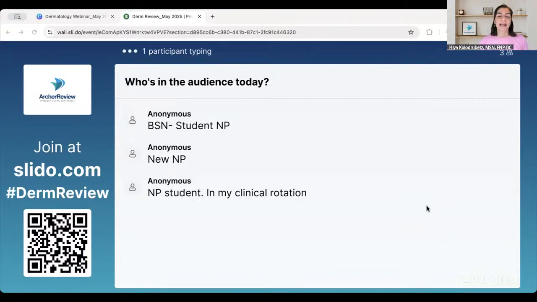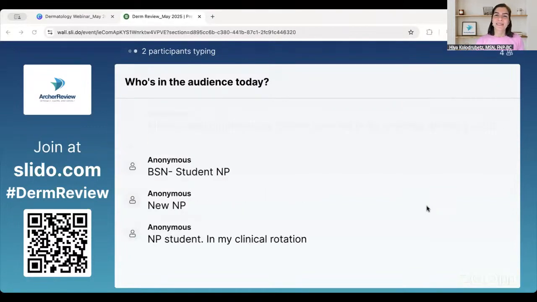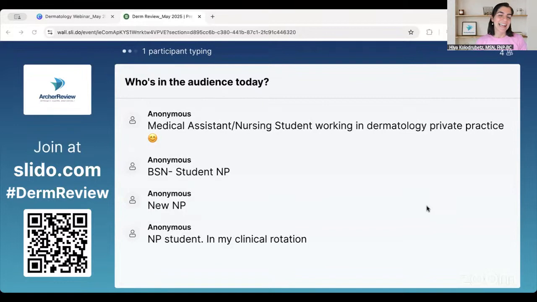I remember I specifically asked for a dermatology rotation because I love derm. I love skin conditions, but that's just me. Not everybody loves to really get in there with those incision and drainages and doing all those procedures.